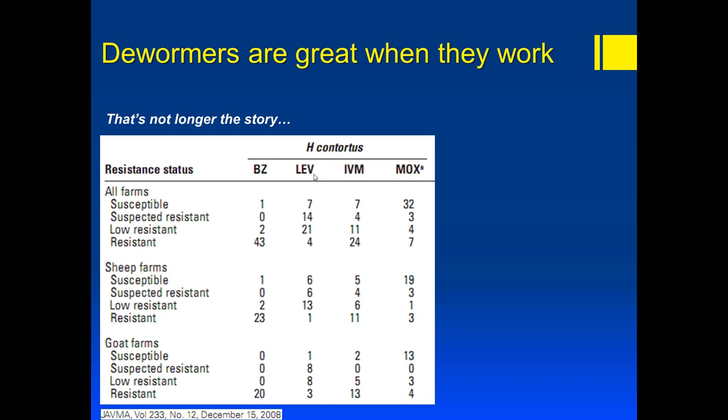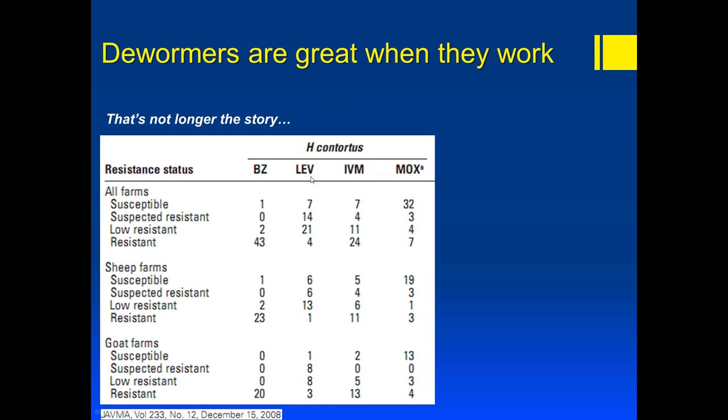So right now, or at least in 2008, we're seeing a fairly normal distribution in terms of the susceptibility to resistance with this, skewing slightly towards becoming more resistant. But you have to remember that levamisole is one of the oldest drugs that we have on the market. It's one of the first really good chemotherapeutics that was released to sheep producers.